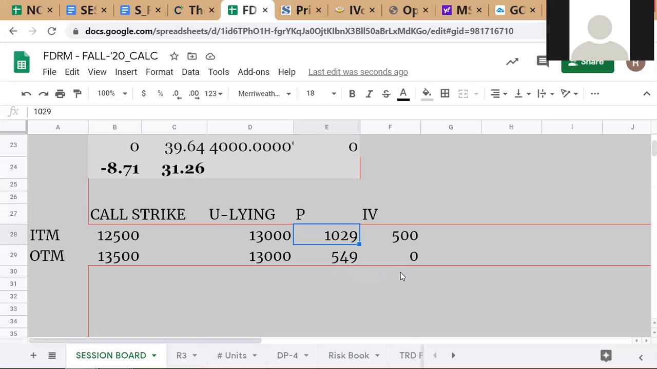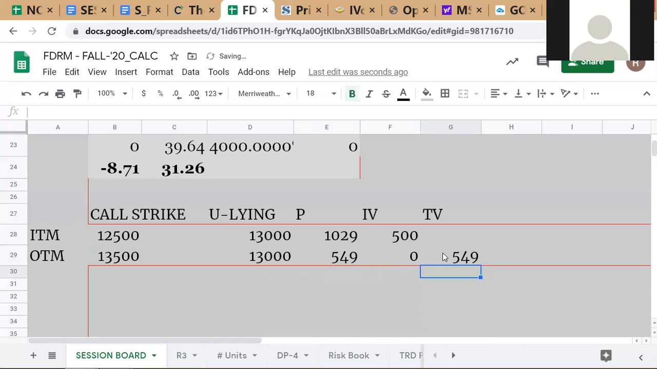I want you to always use this conceptual framework that option premium is equal to intrinsic value plus time value. Time value should roughly be the same for both calls and puts. It doesn't always happen, but theoretically it should be the same. Now what is the time value of the out of the money call? The intrinsic value is 0 and the premium is 549. That means the time value is 549.